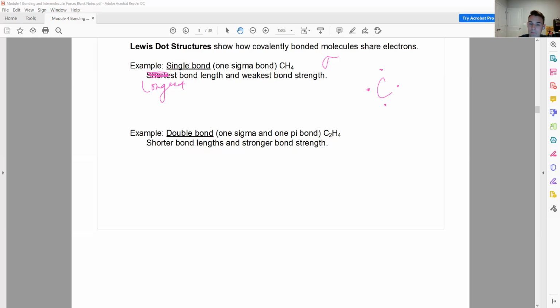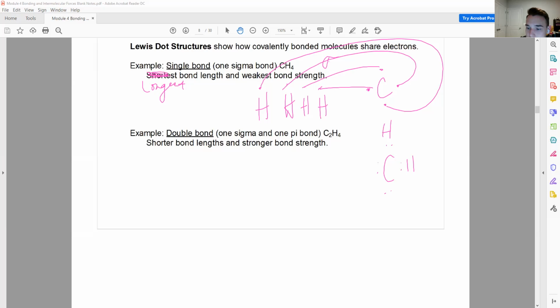So carbon looks like that. Hydrogen has just one valence electron, so you'd have 4 of those. And then we want to pair them up. Hydrogen is an exception to the octet rule because it can only have 2. So CH4 would look like this. And so the carbon has 2, 4, 6, 8, and each one of those hydrogens has 2, and so it's happy.